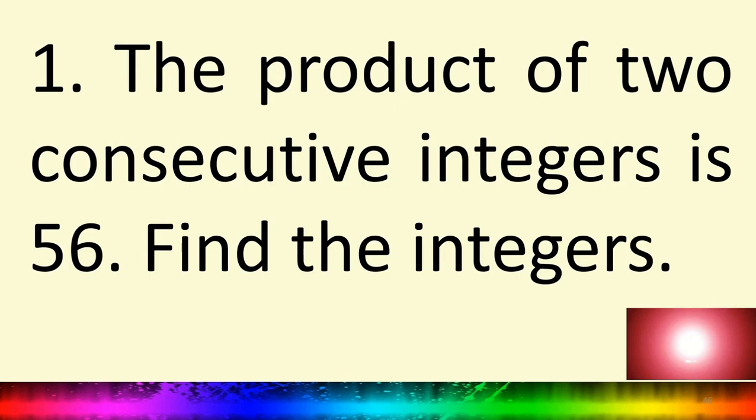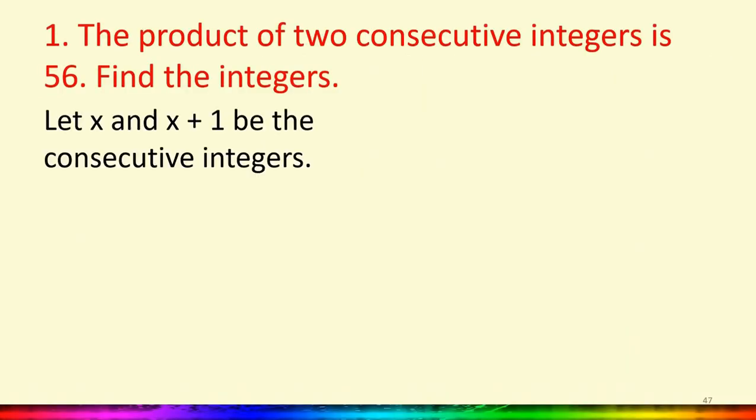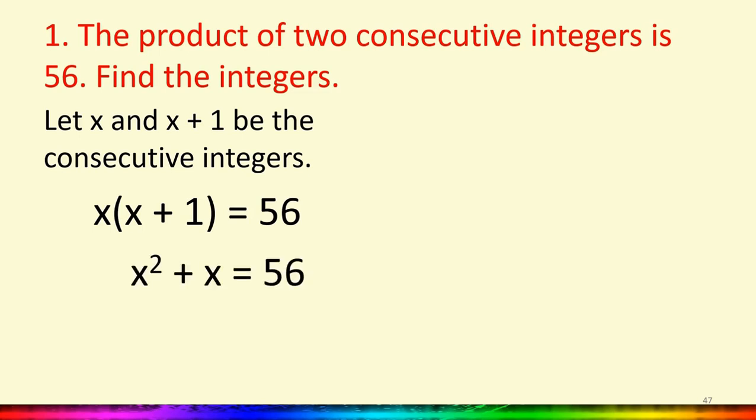What is your answer? Let's see if we have the same answer. Let x and x plus 1 be the consecutive integers. The product, we have 56, so x times the quantity of x plus 1 equals 56. By using the distributive property of multiplication, x squared plus x equals 56, you transfer to the left side of the equation, it becomes x squared plus x minus 56 equals 0.